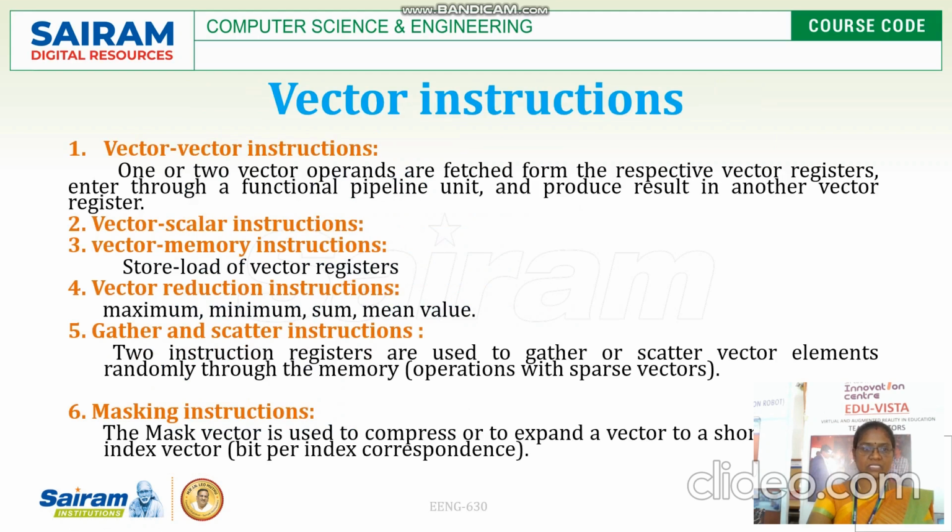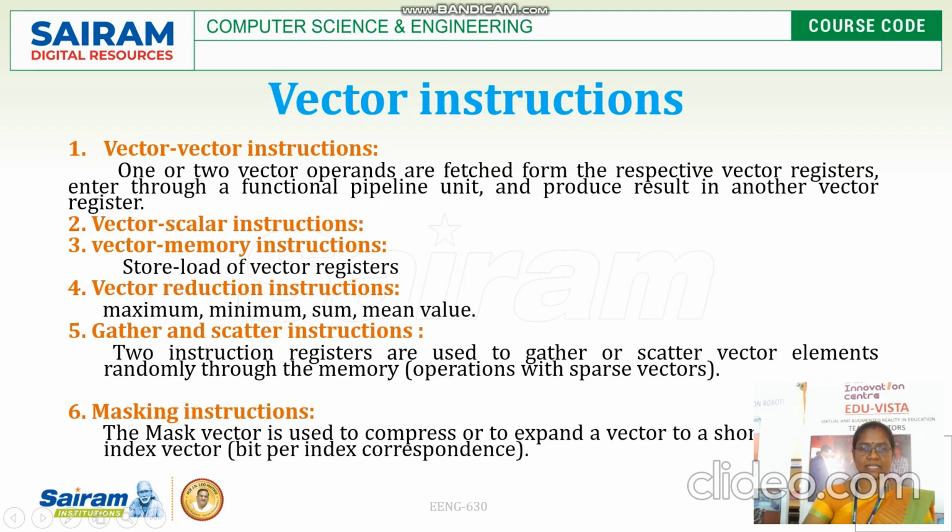The third type is vector memory instruction. Whenever a memory instruction is involved, it consists of either a load operation or a store operation. Here the value of the vectors should be either stored from vector registers or loaded into vector registers. Then the fourth one is vector reduction instruction. These instructions involve maximizing the value, minimizing the value, sum, mean value, and finding the average.